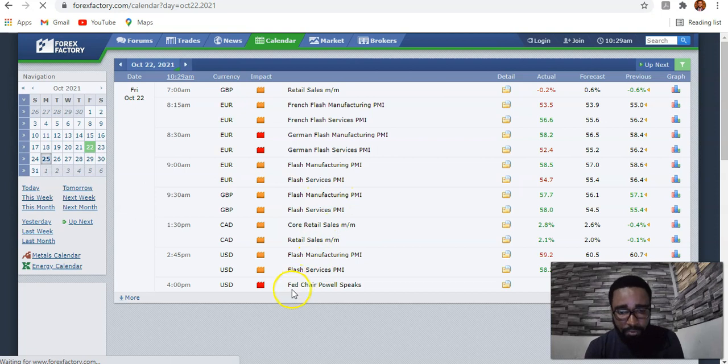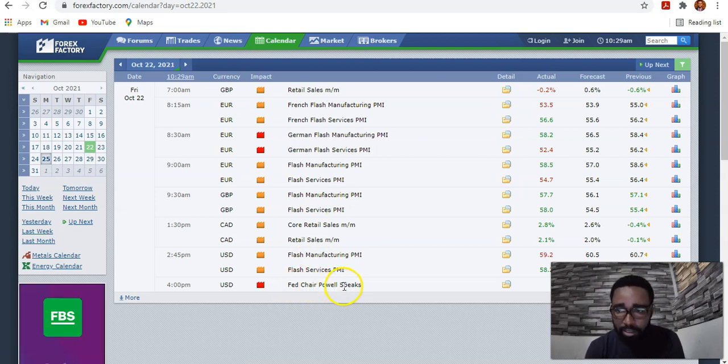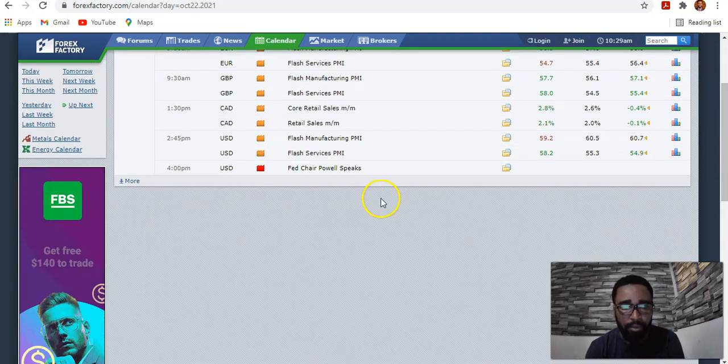You can see it here. Fed Chair Powell speaks. This news never had previous or forecast. So when a country's central bank, either president or chairman, is speaking, there is no previous or forecast. Like we have the Bank of England chairman, we have the Federal Reserve chairman, and others.